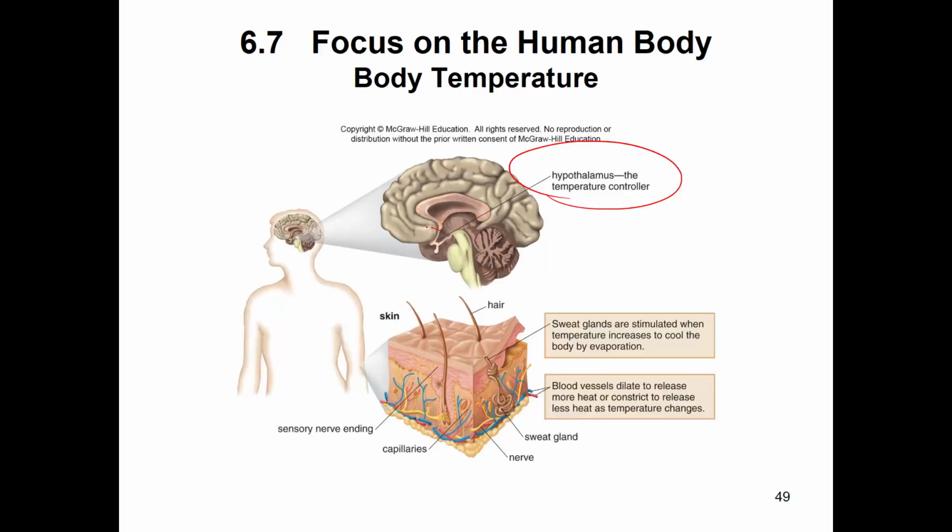So in the hypothalamus, when you start to feel hot, it is going to send a signal to your sweat glands and stimulate them so that you sweat, and the sweat evaporates, which causes you to cool down. It'll also cause your blood vessels to dilate and release heat, and constrict to limit temperature changes.